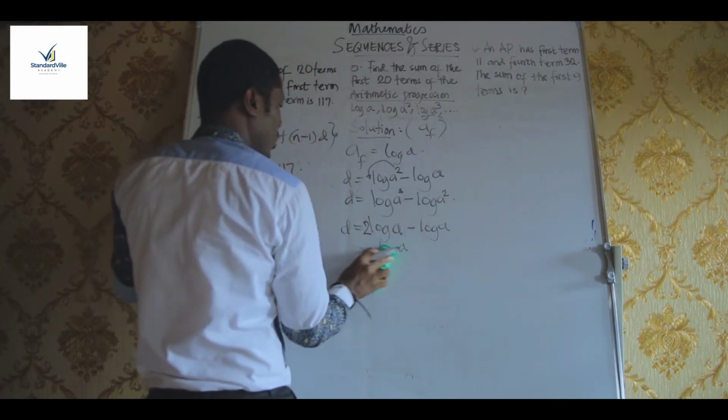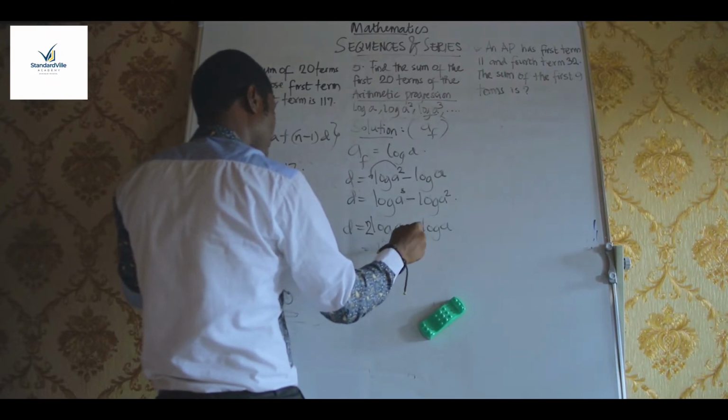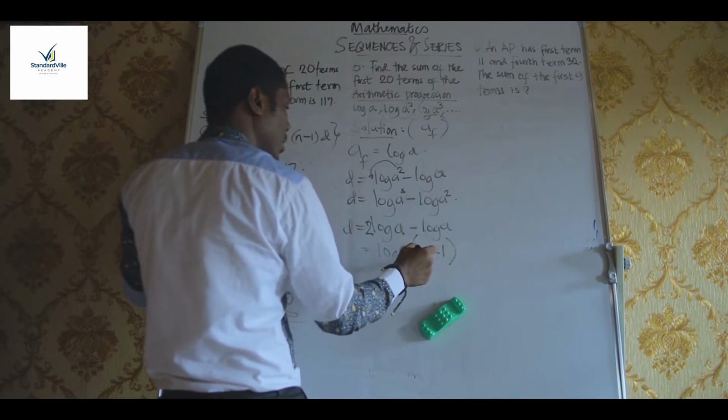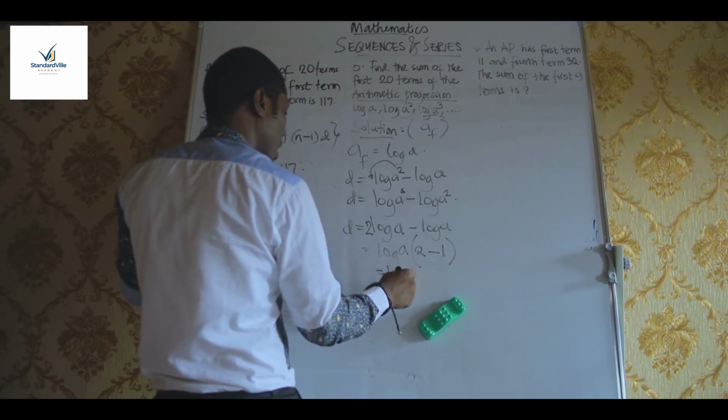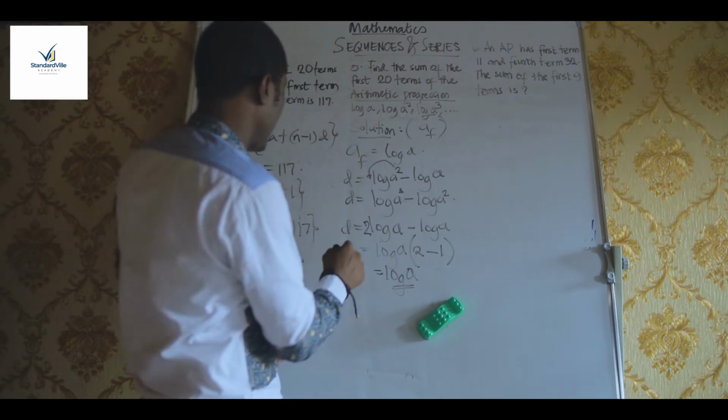In case this was hard for you to understand, factorize out log A. If I factorize log A out, I'll have 2 remaining here, and I'll have 1 remaining here. 2 minus 1 is what? 1. So I have log A.